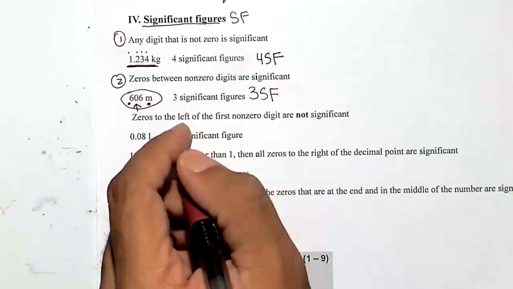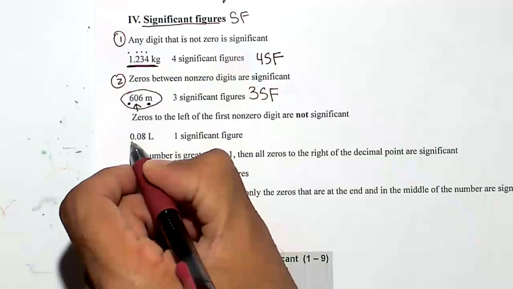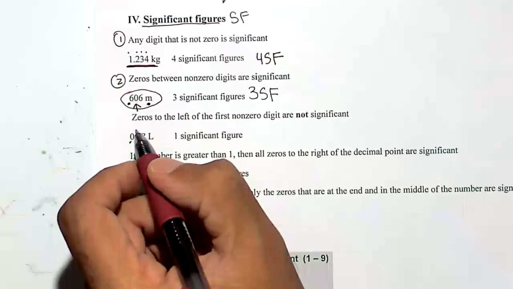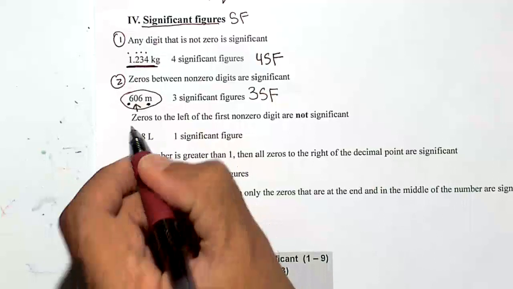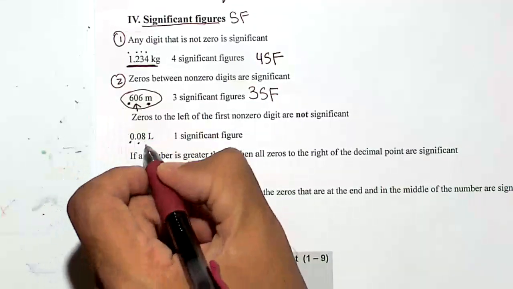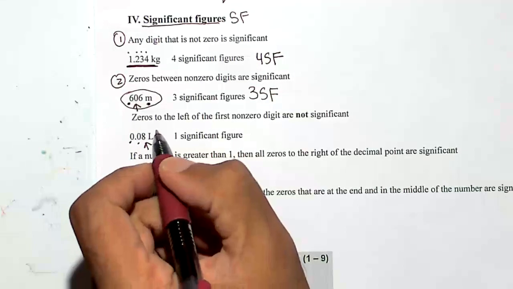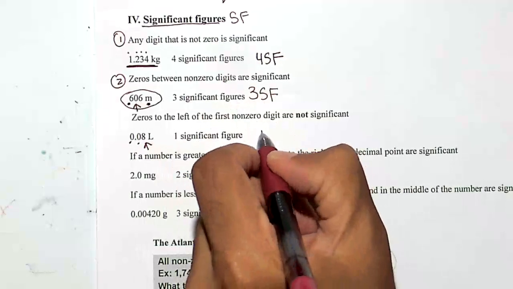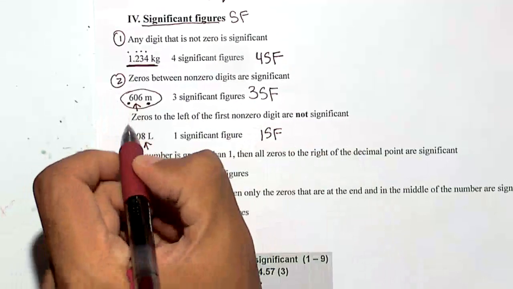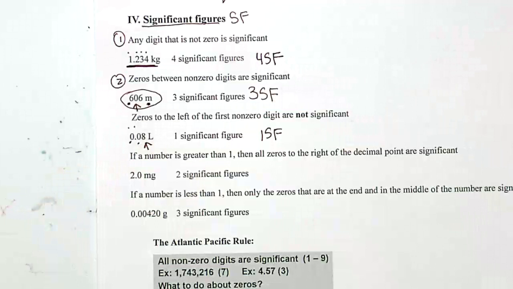All right, decimals. You're going to look for the first real number. 0 is question mark, 0 question mark. 8 is real. That's your first real number. So this will be 1 sig fig. It turns out that this 0 and this 0 are not significant, so that will be 1 sig fig.